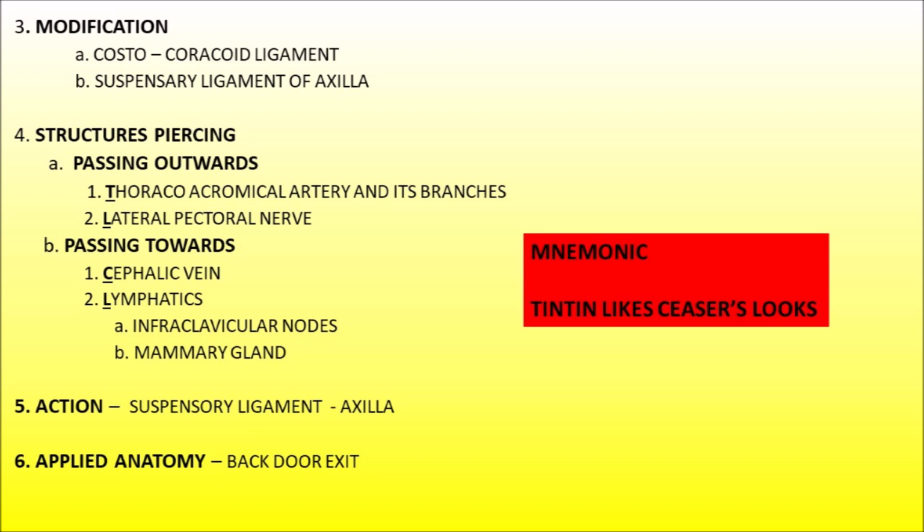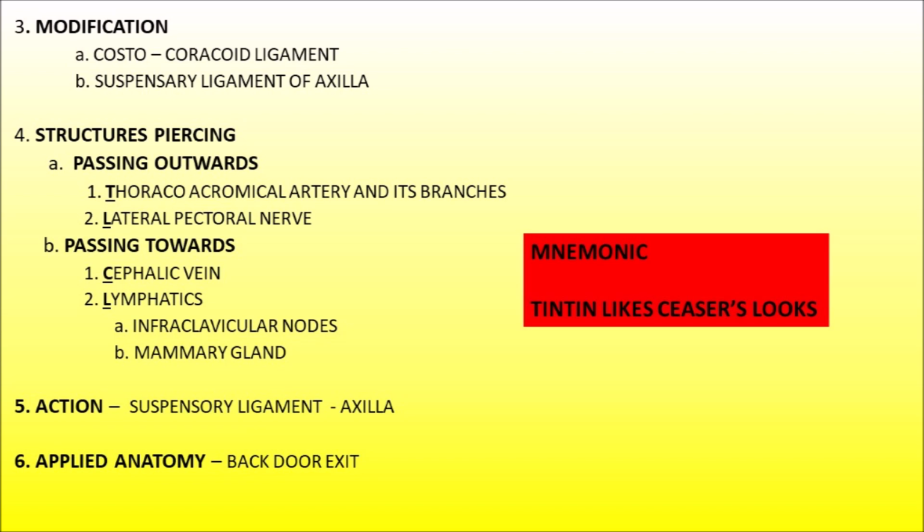Let us move on to action. Under action, remember just these two important words: suspensory ligament and axilla. Now make the sentence: clavipectoral fascia acts as a suspensory ligament of the axilla and maintains the dome of the axilla.